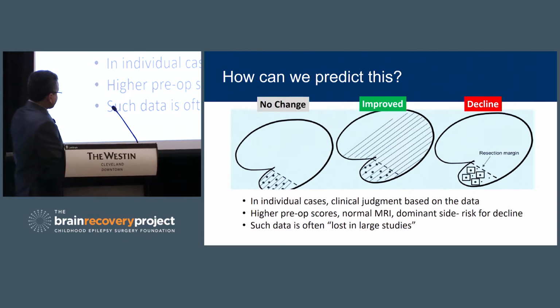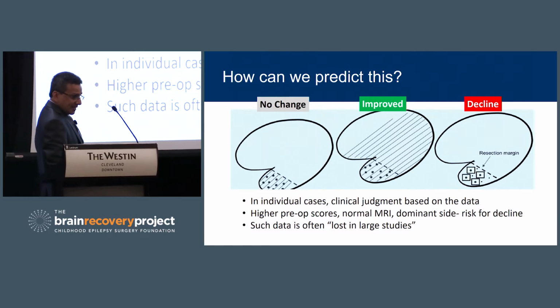So in individual cases, as a clinician, I can make some prediction based on the data: the type of epilepsy, what kind of dysfunction, whether the EEG is diffuse, or if the PET scan is showing some dysfunction outside the area, and what their preoperative scores are. All those things will give me some idea. But such data is often lost in large studies sometimes.